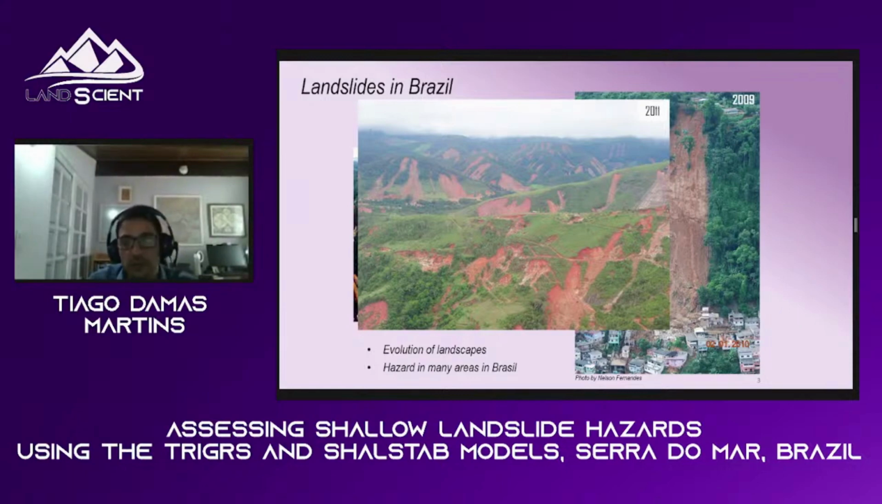Two questions come out from observing this. One is associated with the evolution of landscapes: these landscapes evolve through mass movements. And on the other hand, in this landscape we have many areas under hazard conditions because it's well populated. It's the first area that has been widely populated since colonization times.